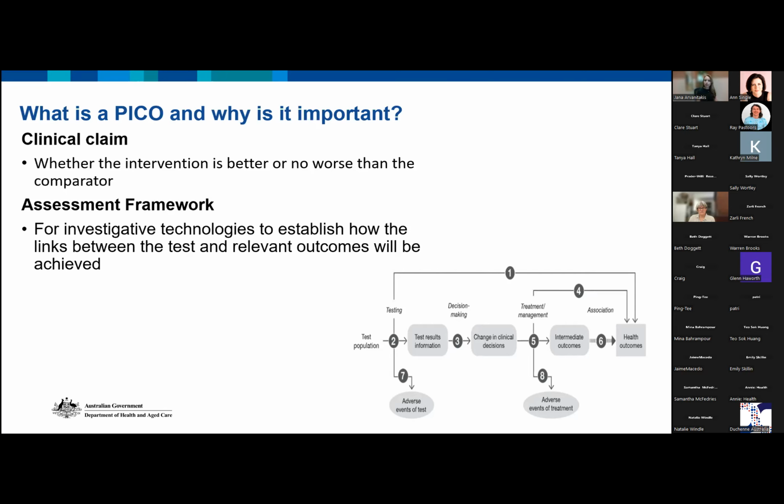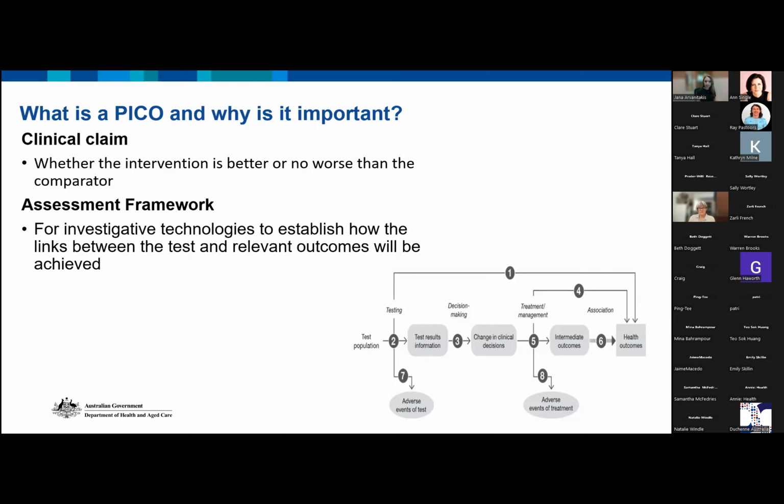So in the case of a clinical claim of superiority, the assessment report will need to provide further evidence that there is an improvement in health outcomes as a result of the intervention. In the case of a test, which is referred to as an investigative technology, as opposed to a medicine, which we refer to as a therapeutic technology, the information from the test would be expected to alter decision-making, treatments received, and ultimately the health of the patient.